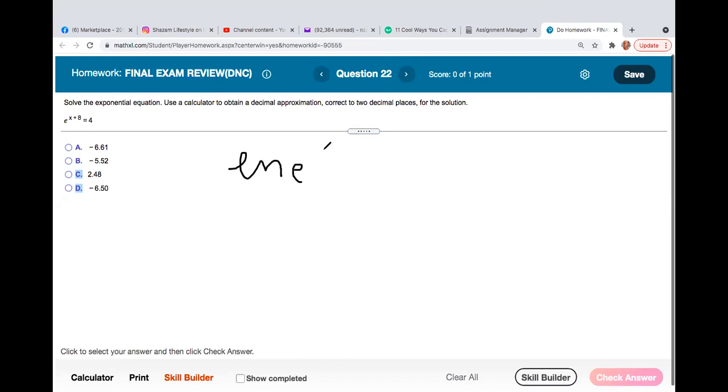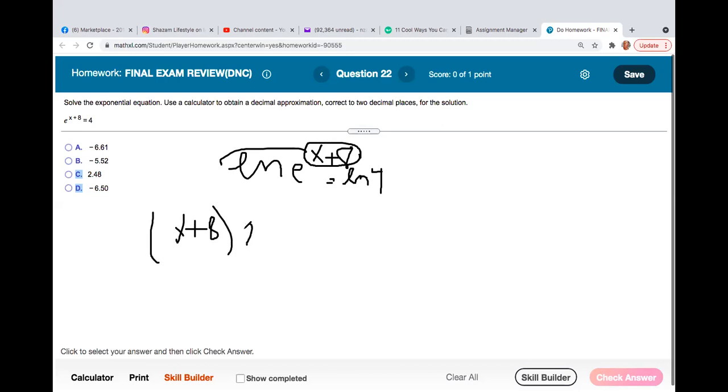Then we're going to apply the property of log. And so you're going to end up with natural log 4 here. The exponent, that's the property, guys, the exponent becomes a coefficient right there. So you're going to have x plus 8 times natural log of e is equal to natural log 4.